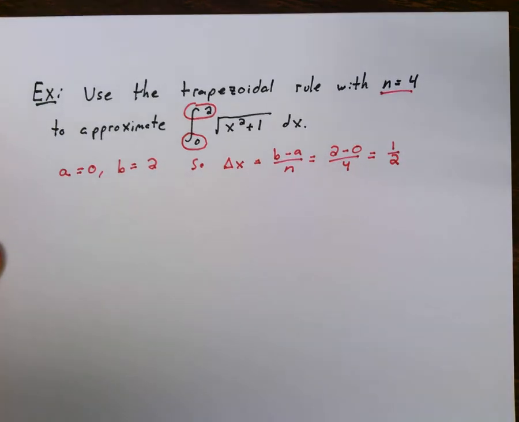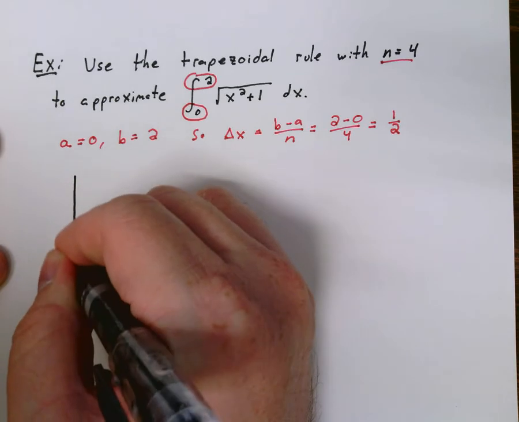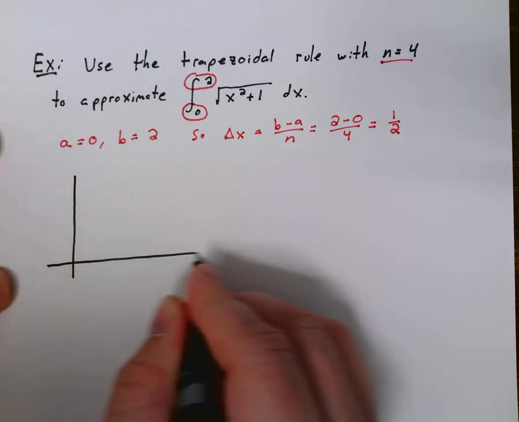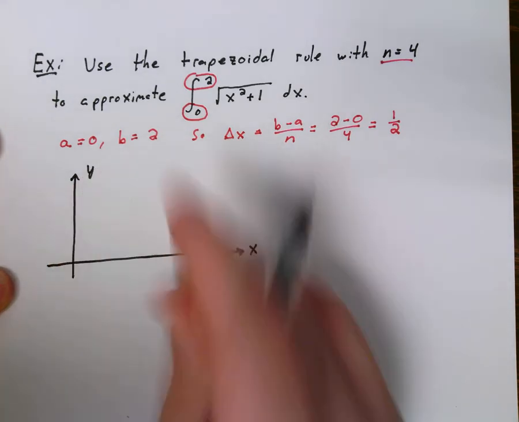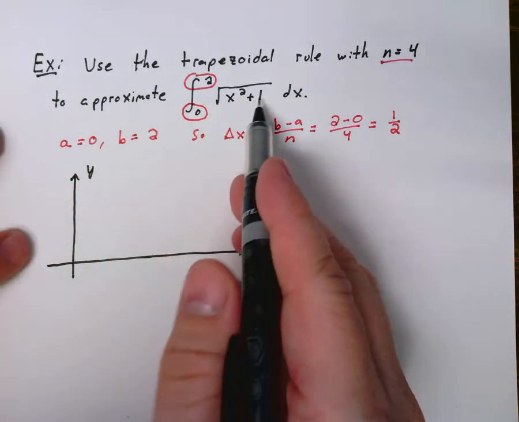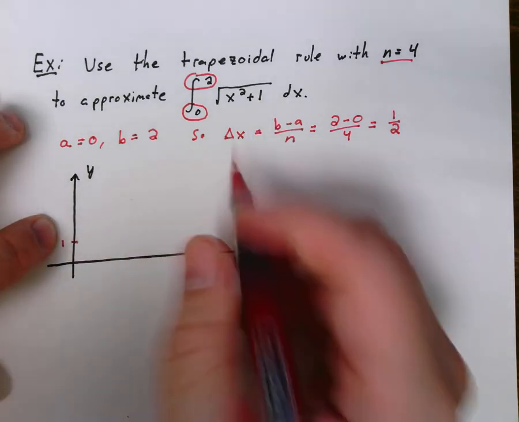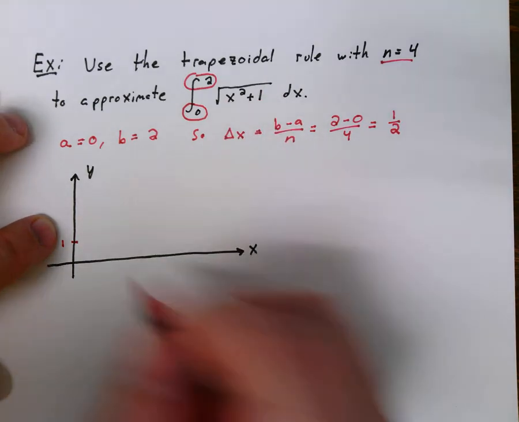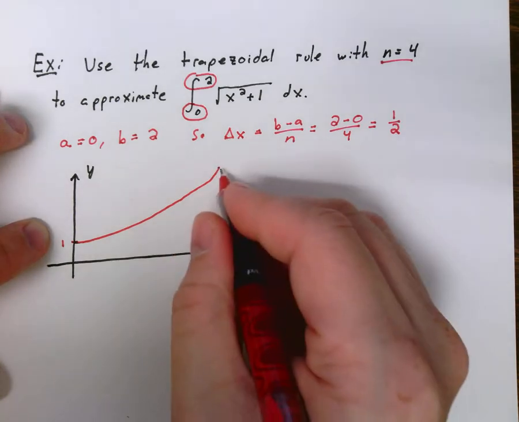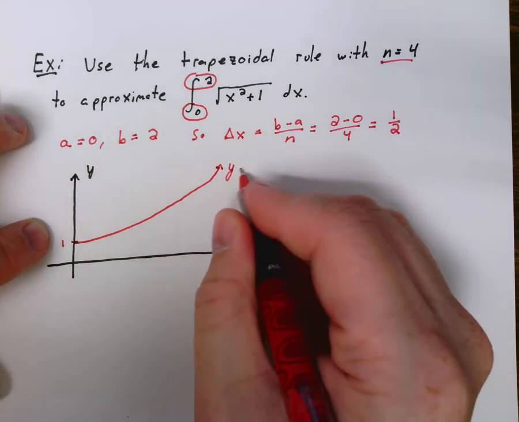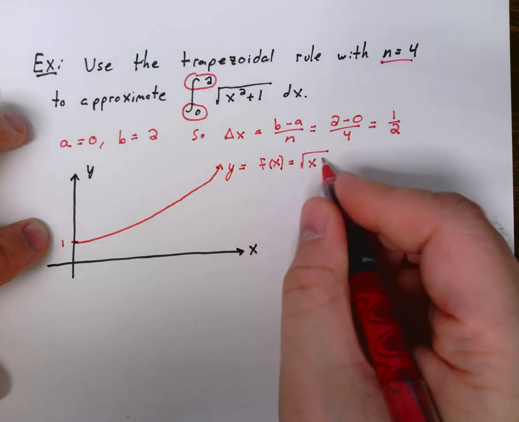Now to get a good idea for how this works, let's take a look at the actual graph of this. So we're going to have the graph x and y. And again, if you put in 0 there, you're going to get 1. This is going to be an increasing function and just slightly curved up, so it's going to go something like that. So this is my y equal to f of x equal to the square root of x squared plus 1.